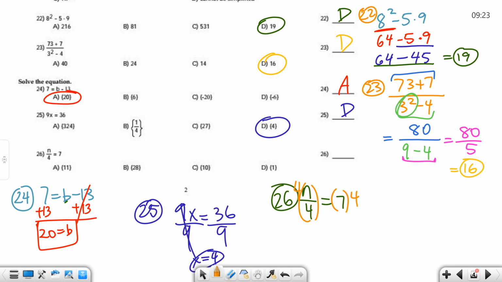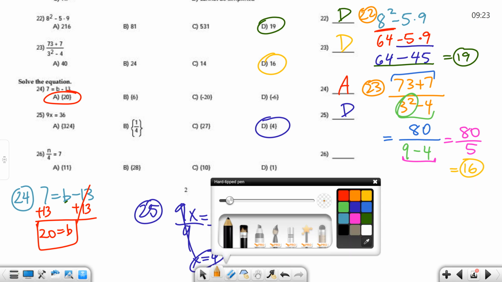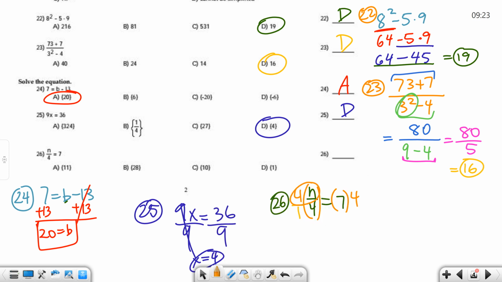I don't like the way that I've done this, so let me erase this part of it and start over. So it was n over 4, and this was 26, right? I'll give myself a little more space so you can see it better. Multiply by 4. And I'm going to remind myself this 4 is really over 1. That way I know I'm multiplying straight across. 4 over 4 divides out to become 1. So n equals what? 7 times 4 is 28. So 28's right here.